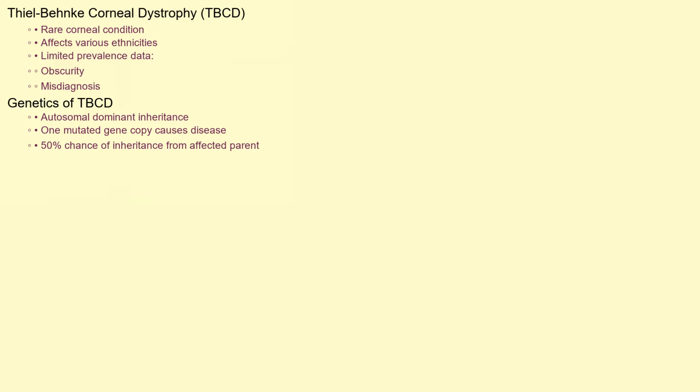Thiel-Behnke corneal dystrophy is considered a rare condition. It affects individuals of various ethnic backgrounds, but precise prevalence data is limited due to its relative obscurity and potential for misdiagnosis. It is inherited in an autosomal dominant pattern, meaning that only one copy of the mutated gene is necessary to cause the disease. Therefore, if one parent has TBCD, there's a 50% chance that their child will inherit the condition.